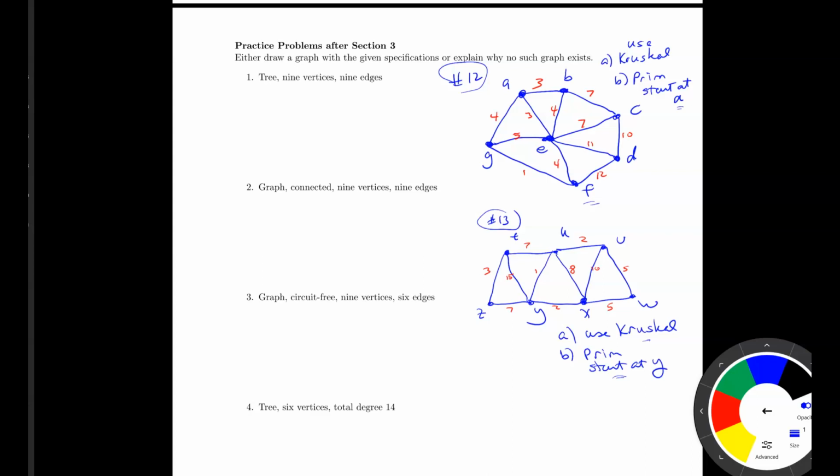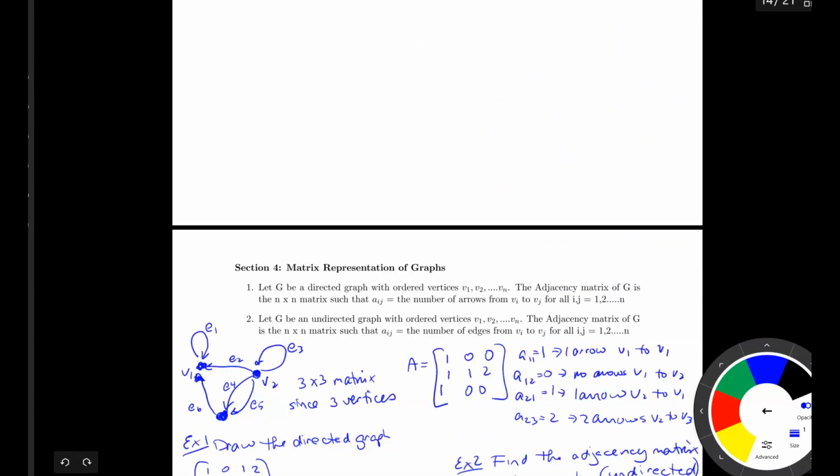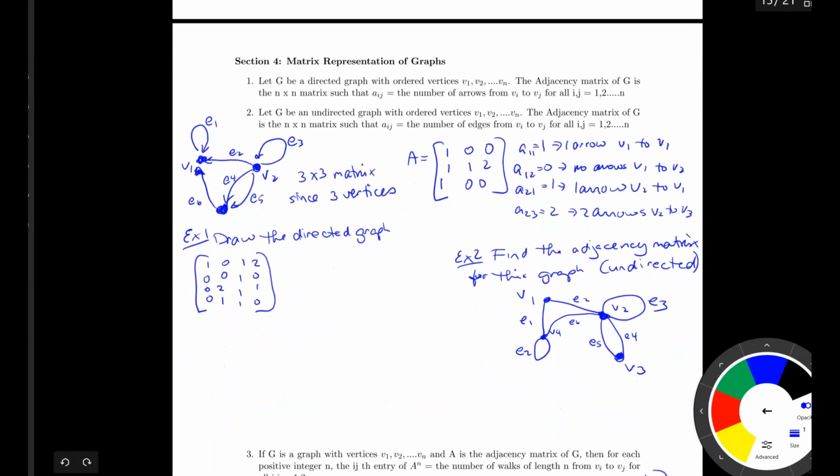So here are the graphs for number 12 and 13 on the practice problems for section 3. Part A is to use Kruskal's, and part B is to use Prim's starting at A. And again, part A is to use Kruskal's, part B use Prim's starting at Y. So let's finish up our last section here.